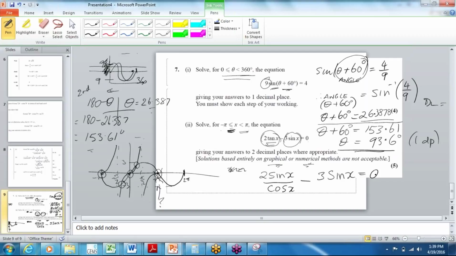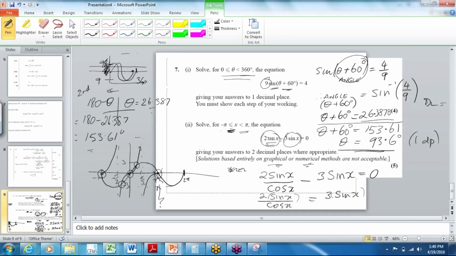Now, I'm not sure if this is going to work. I'm going to take this across to the other side. 2 sine x over cos x. I'm going to take that across to 3 sine x. See what's going to happen here to sine x? It will cancel. See how I've got a sine x on both sides? See how I could cancel if I wanted to? Can you see that?